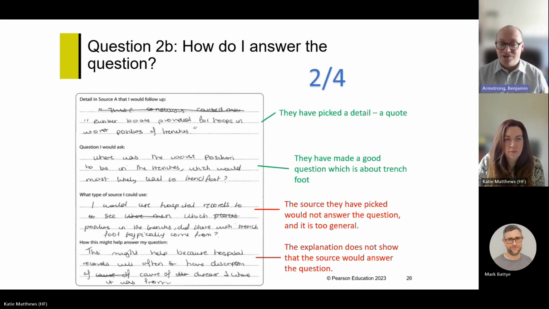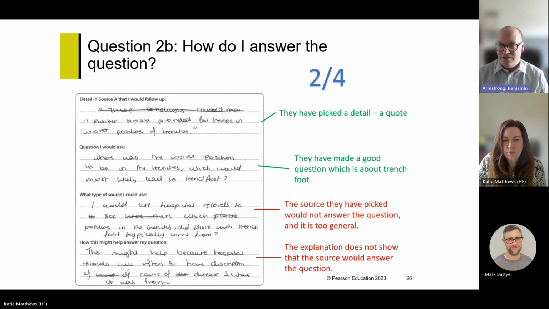Unfortunately, this student hasn't got the 3rd and 4th marks, because although they did come up with a good question, the source they've picked is too general and it actually wouldn't answer the question they've set. So they've said the type of source would be hospital records, which they'd use to show in the trenches which areas trench foot typically came from.